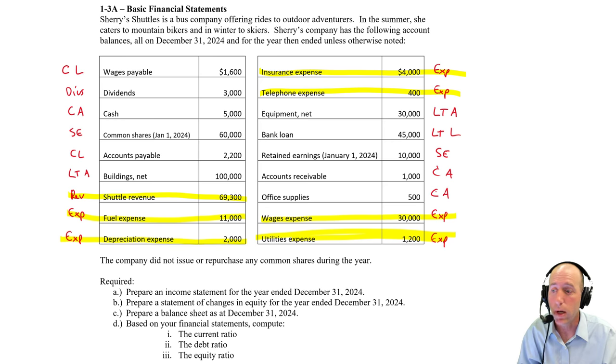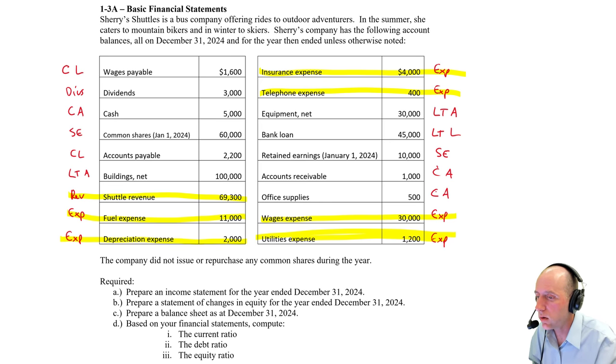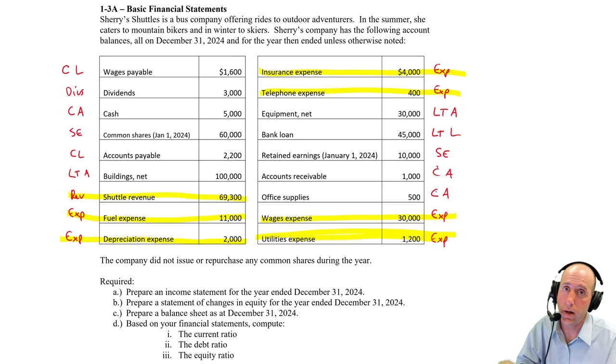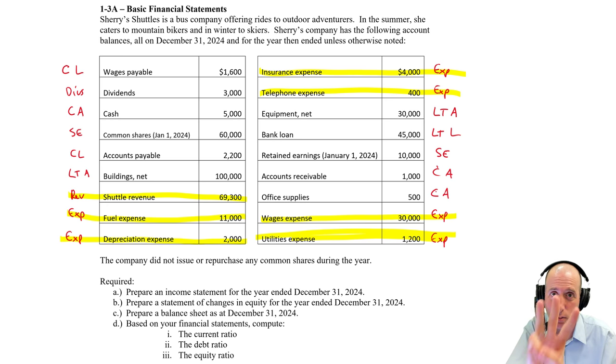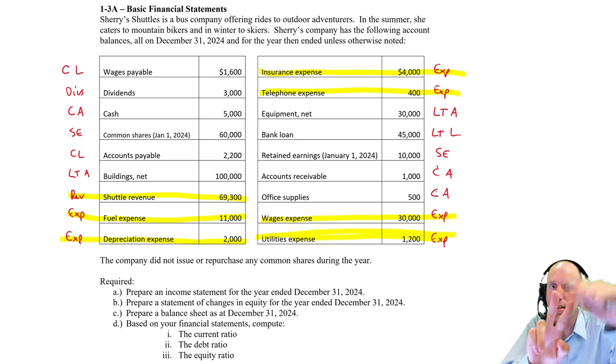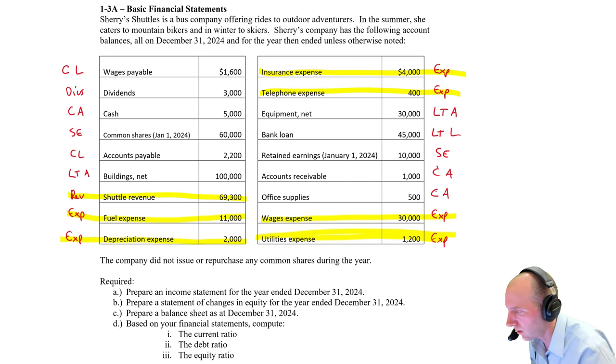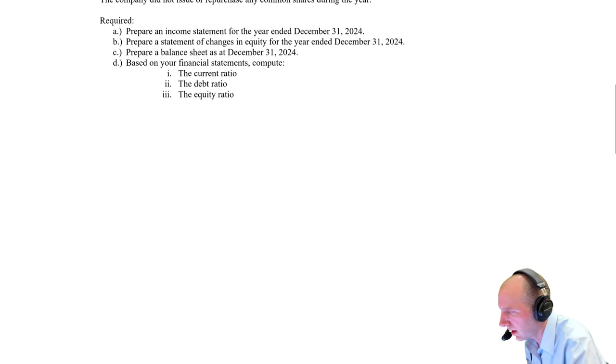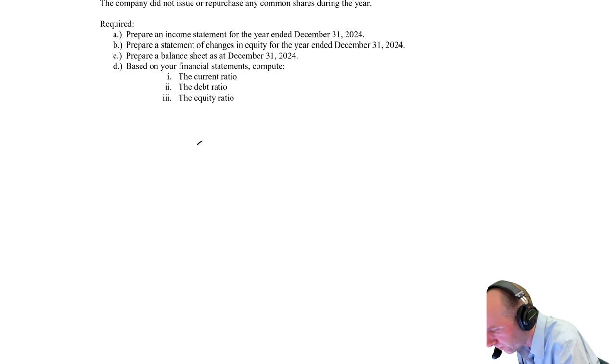When you go to prepare your title, know that all titles in accounting have three lines. The first line is the name of our company. The second line is the name of the statement we're preparing. And the third line is the date. The date has a little bit of special details that I want to get into. So again, name of the company, name of the statement, date. Let's get to it. Sherry Shuttles is the name of our company.